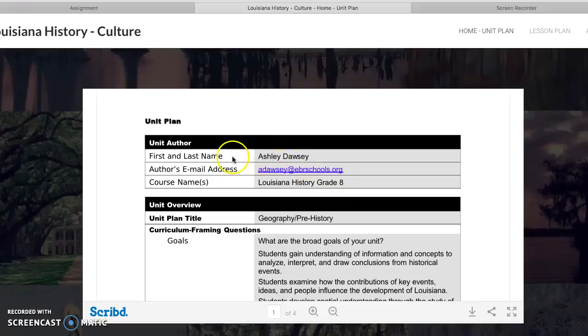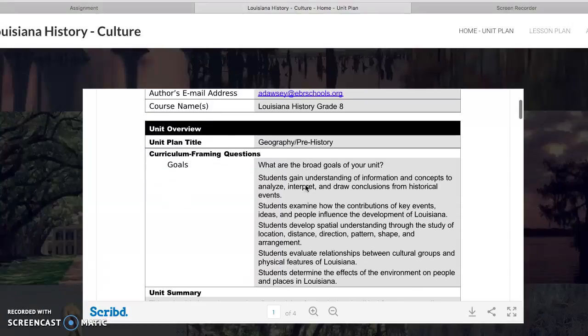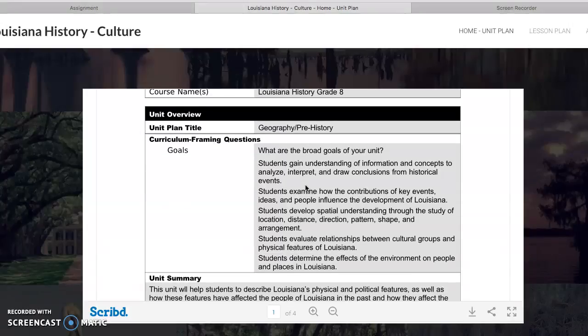For the unit plan, I have the author, my email address, the course name, Louisiana History, grade 8. I teach gifted and talented, but I do have some traditional classes as well. The unit plan title is Geography and Prehistory, but I'm focusing on geography here.